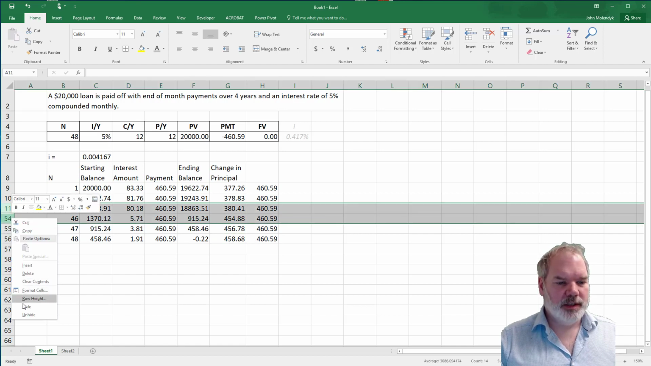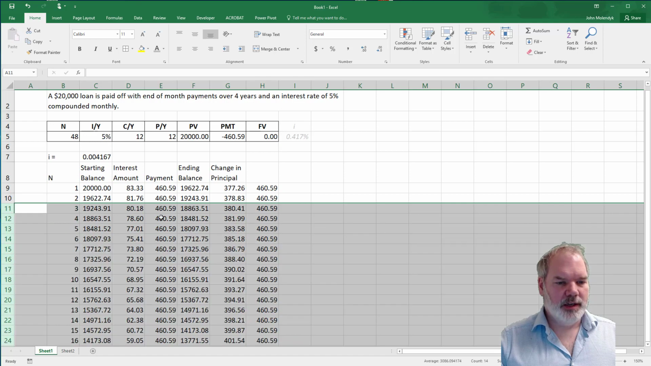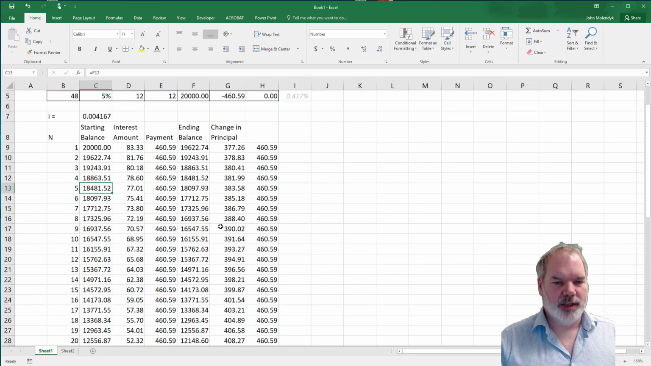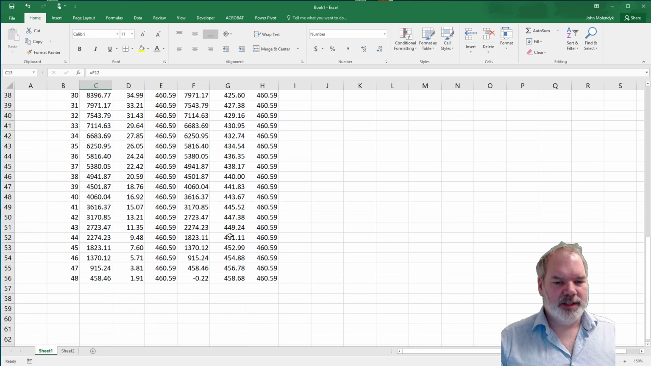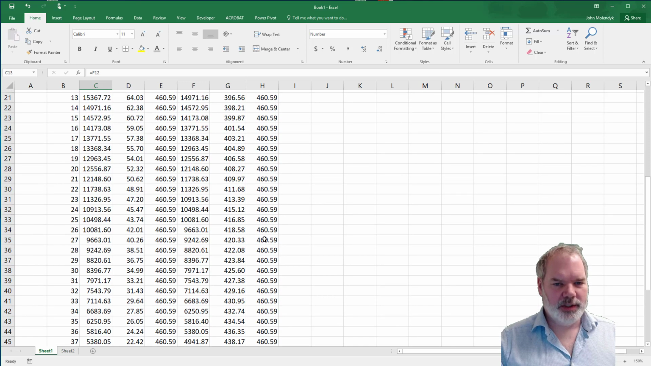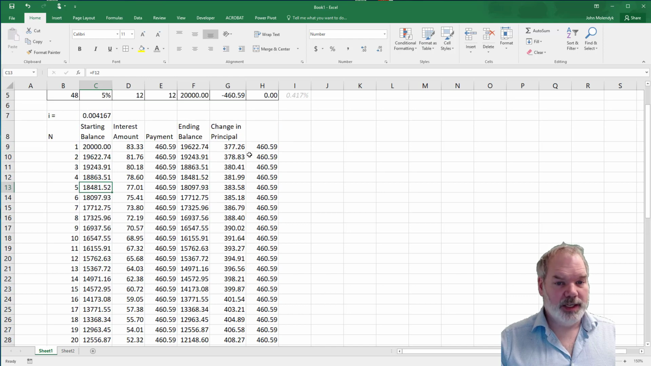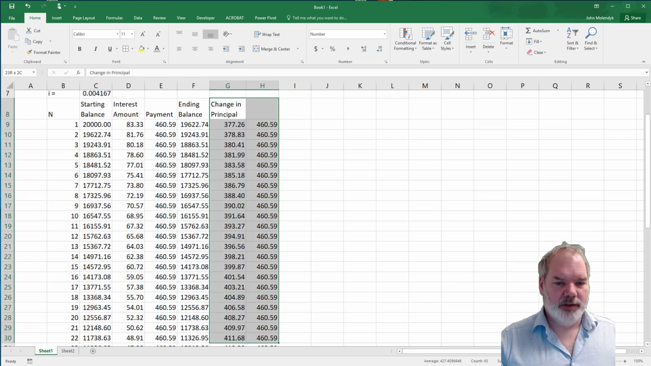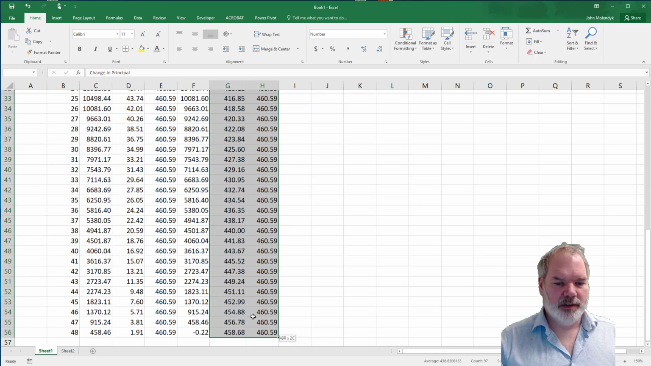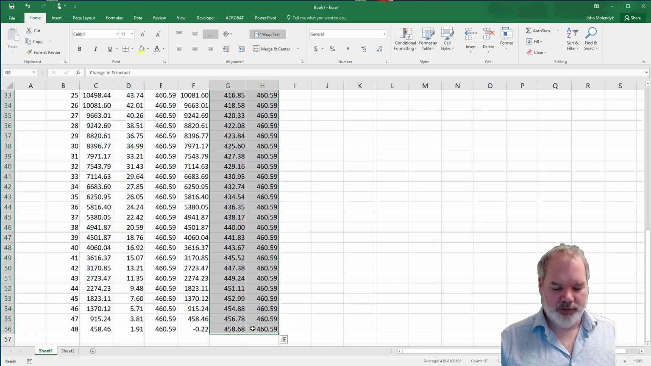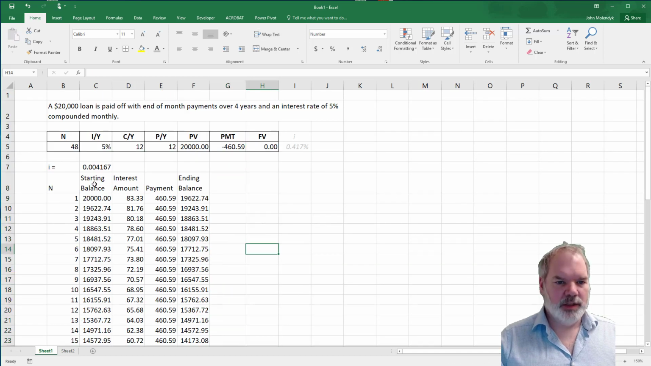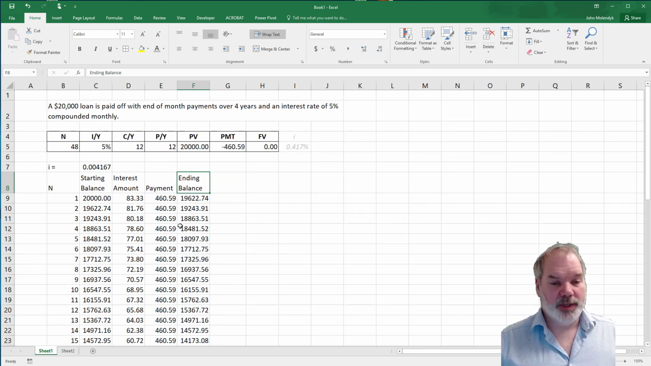So I'm going to, again, unhide these, so we have the whole amortization table. Really, in an amortization table, we don't care about the last 2 columns of change in principal, although we might. But I'm just going to get rid of these so we have the end result we're looking for: starting balance, interest, payments, ending balance. We're basically using that calculation like we did before.